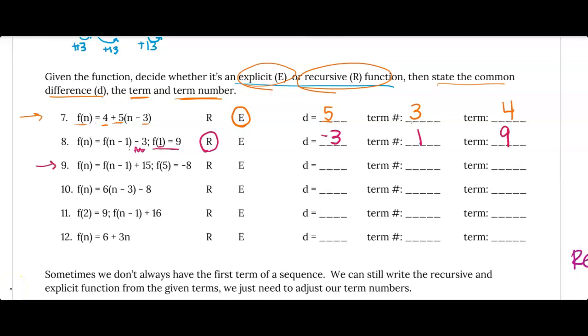You try and do number 9 on your own. You should have seen that since you cannot plug into this equation, and they give you a starting term, that you have a recursive function. Since they're telling you to add 15, that is your d value. 5 being in the parentheses tells you that the fifth term is negative 8.